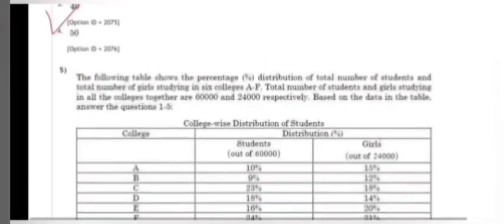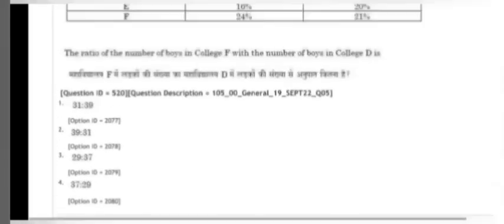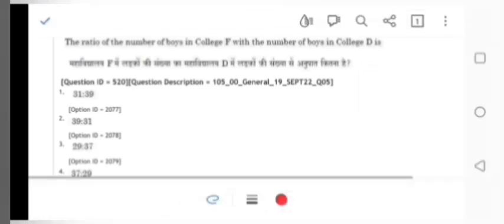Next. The ratio of the number of boys in college F with the number of boys in college D is what? It will be 39:31. Okay, one more thing. There is always room for error, so it will be the best method for you to do your own research. Do not treat my answer as an absolute truth. There is no absolute truth, as you all know, so don't treat it like that.